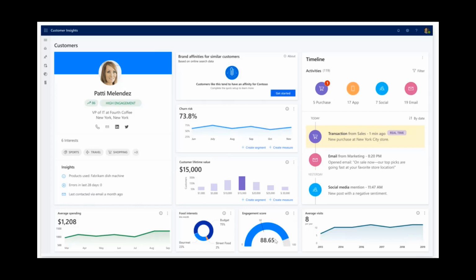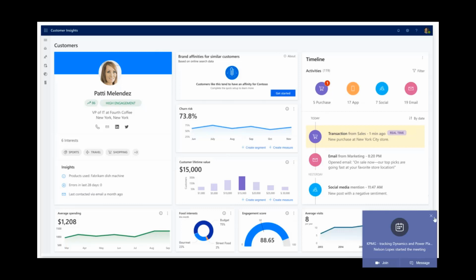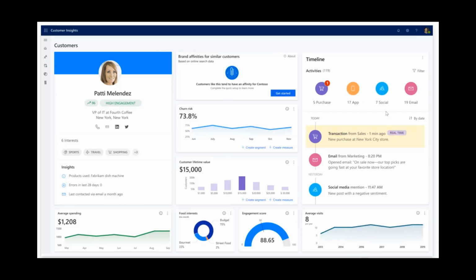Then we have the regular website visits. They can see, or store visits for that matter. That's from another system. But I'd like you to pay attention to the timeline on the right-hand top, which says, what has that engagement been? So she's made 5 purchases. She's used the app 17 times. She's had 7 social engagements. There's been 19 email exchanges. And then today she had a transaction about 1 minute ago. This is in real time.